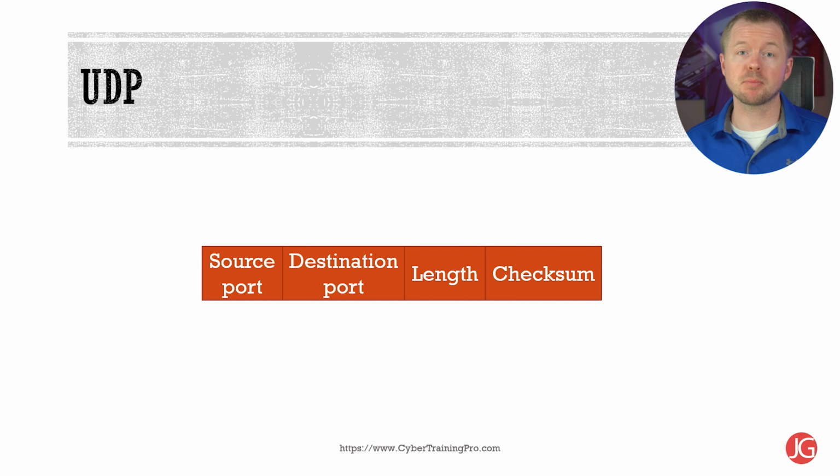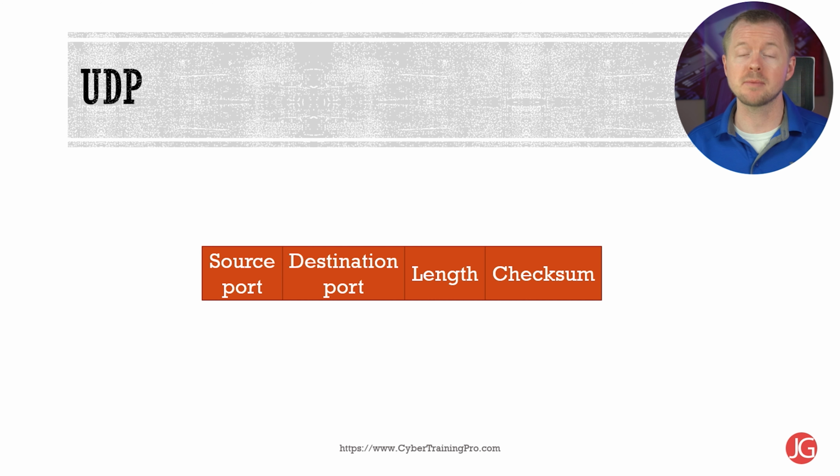UDP, or User Datagram Protocol, is often referred to as a fire and forget protocol because once it sends data, it forgets about it completely. UDP also doesn't need some of the extra fields like we see in TCP because it doesn't care about a lot of that stuff, and that actually makes it really fast too.